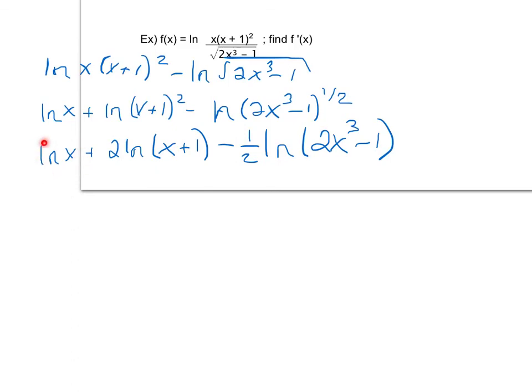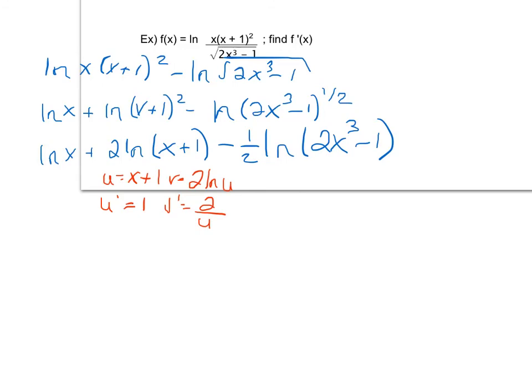This front term is going to be no problem to differentiate. It's just going to be 1 over x. However, my second and third term both involve inside functions, so I am going to have to use a chain rule on each of those. So in my second function, I'm going to let u equal x plus 1 and v equal 2 ln of u. U prime then equals 1 and v prime then equals 2 over u, or 2 times 1 over u.